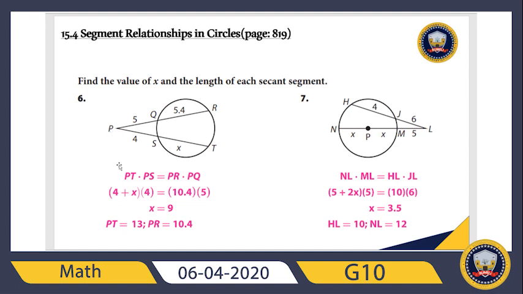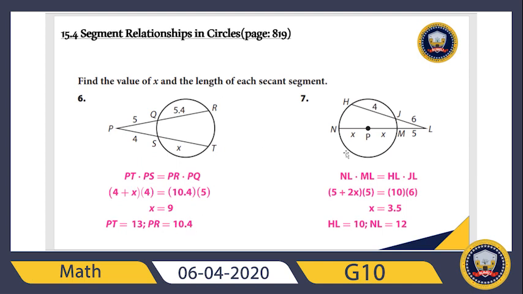Very good. You set up your equation. So PT is 4 plus X and PS is 4. Okay, PR is 5 plus 5.4, which is 10.4. And PQ is 5. Alright, simplify your equation and your X is 9. Now, since X is 9, I need to find the secants. So PT will be 4 plus X, which is 4 plus 9, that is 13. And PR is already 5 plus 5.4, which is 10.4.